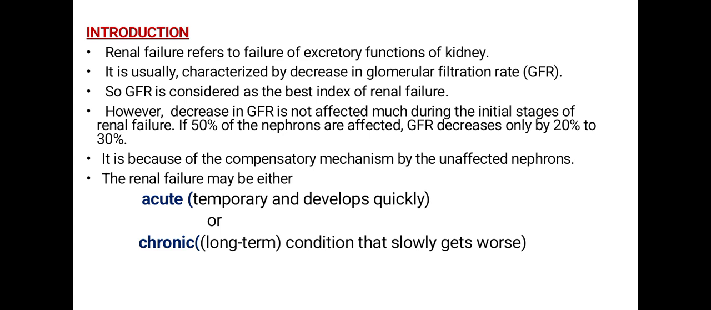However, the glomerular filtration rate is not affected much during the initial stage of renal failure. If 50% of the nephrons are affected, the glomerular filtration rate decreases only by 20% to 30%. It is because of the compensatory mechanism by the unaffected nephrons.